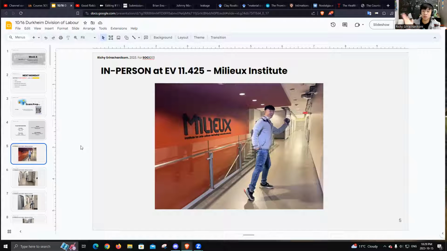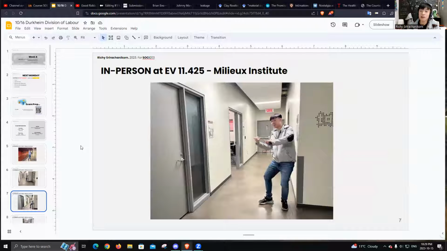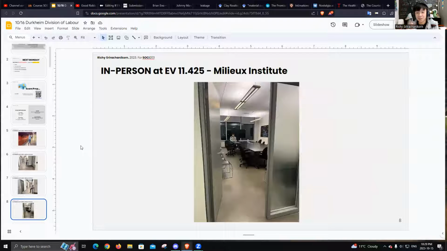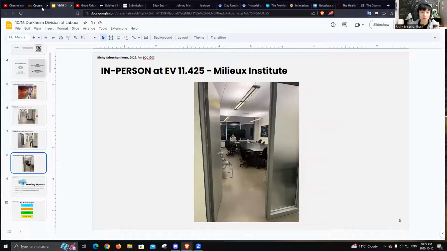How do you get there? If you come up the lifts to the EV building, you will see the Milieu Institute. You walk straight ahead, you will see this door here, tag, don't go in there, turn to your left, and I'm in there, sitting alone, waiting to help with your exam, okay?